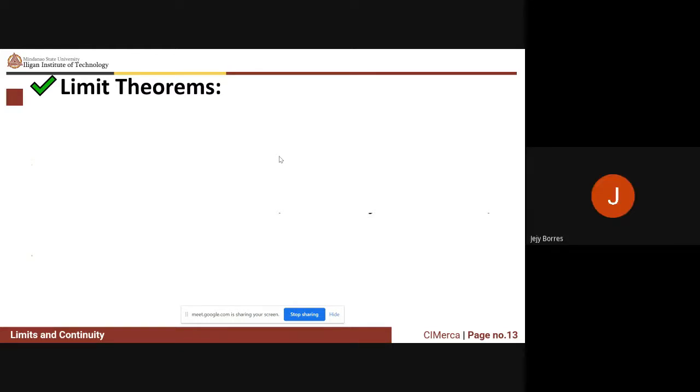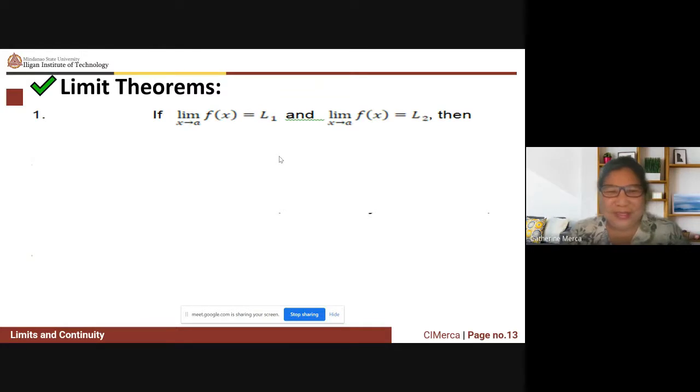So for the limit theorems, the first limit theorem says that if you have the limit of the function as x approaches a is L1 and the limit of the second function as x approaches a is L2, then because this is the same function and the same function, it should be the case that this limit L1 is the same as your L2.